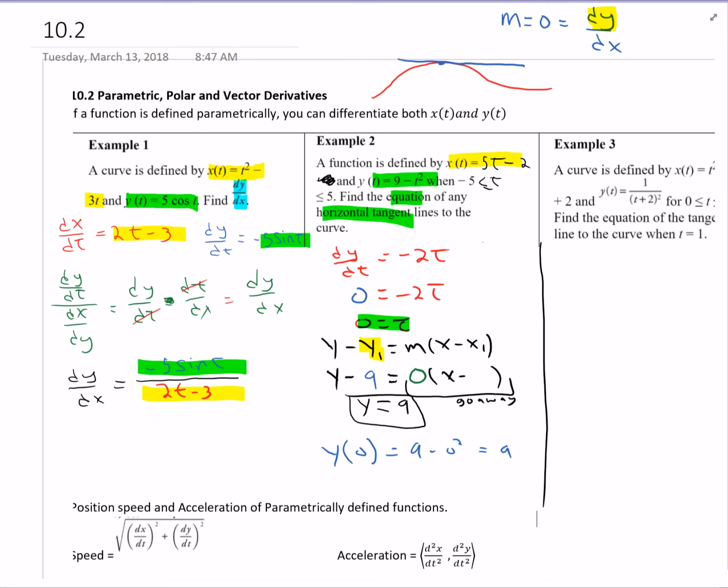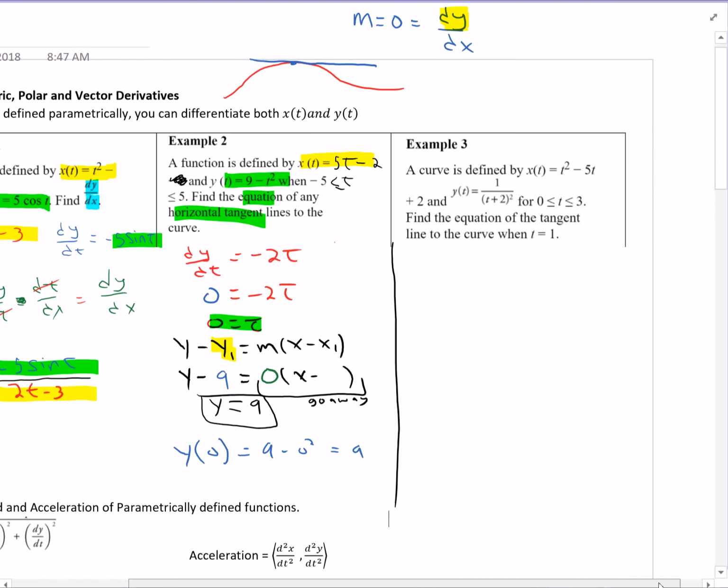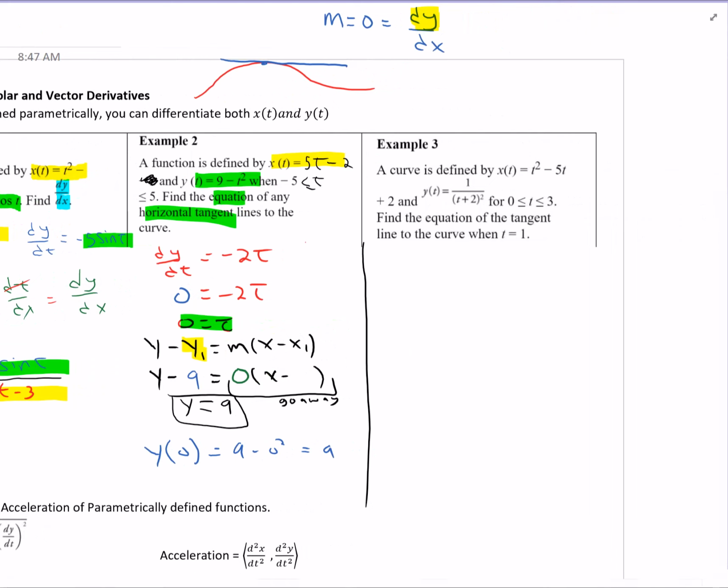All right, let's look at example 3. Let's make sure everything's here. The equation of a horizontal, the function defined 5t squared minus 5t.